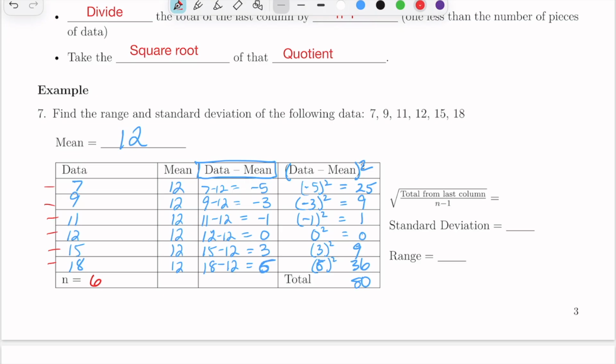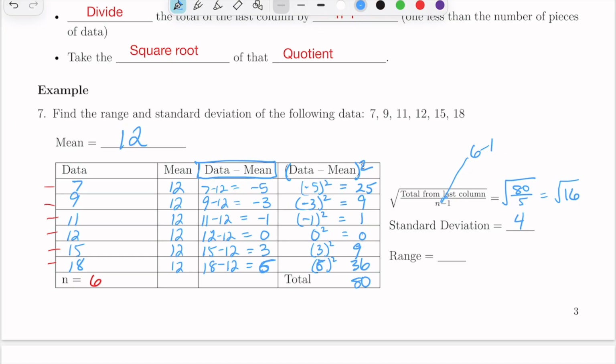All right. As we continue to try to solve for standard deviation, it says the total from the last column, which is 80, divided by n minus 1, that's 5, because remember, n minus 1 is 6 minus 1, which is 5. And then we have that square rooted. Well, 80 divided by 5 is 16, so we have the square root of 16. The square root of 16 is just 4.